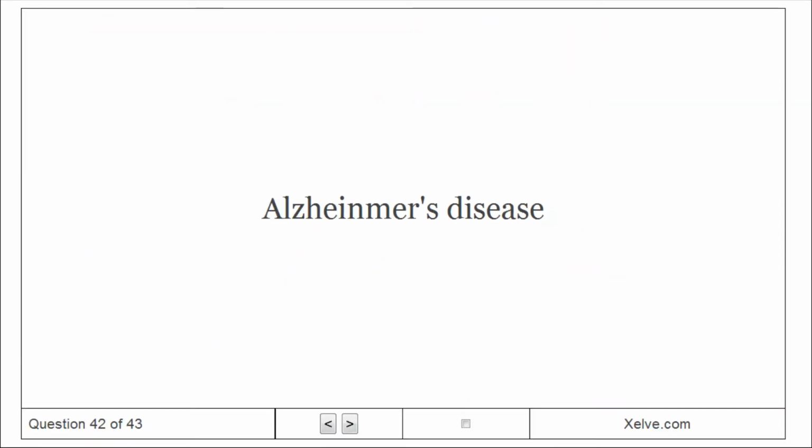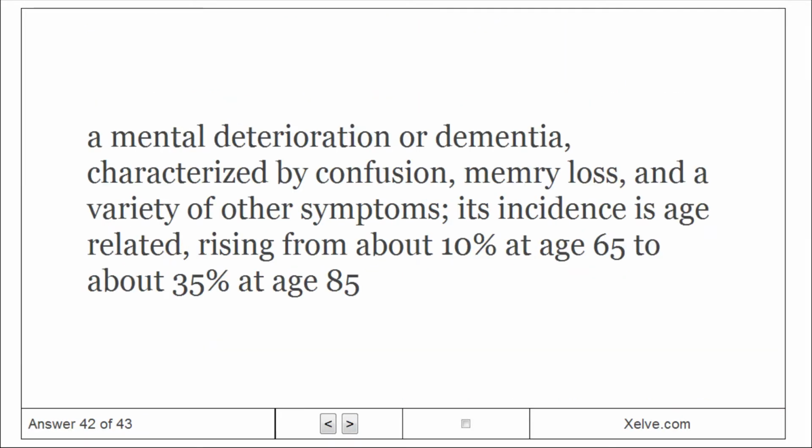Alzheimer's disease. A mental deterioration or dementia, characterized by confusion, memory loss, and a variety of other symptoms. Its incidence is age-related, rising from about 10% at age 65 to about 35% at age 85.